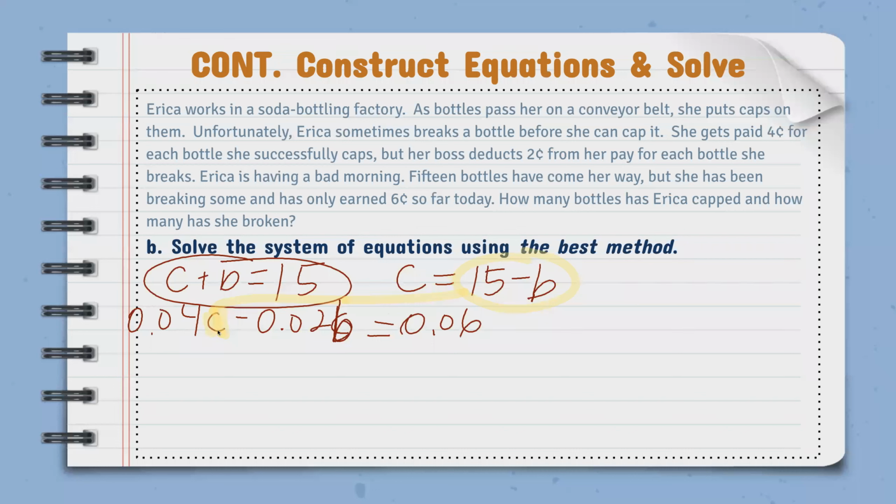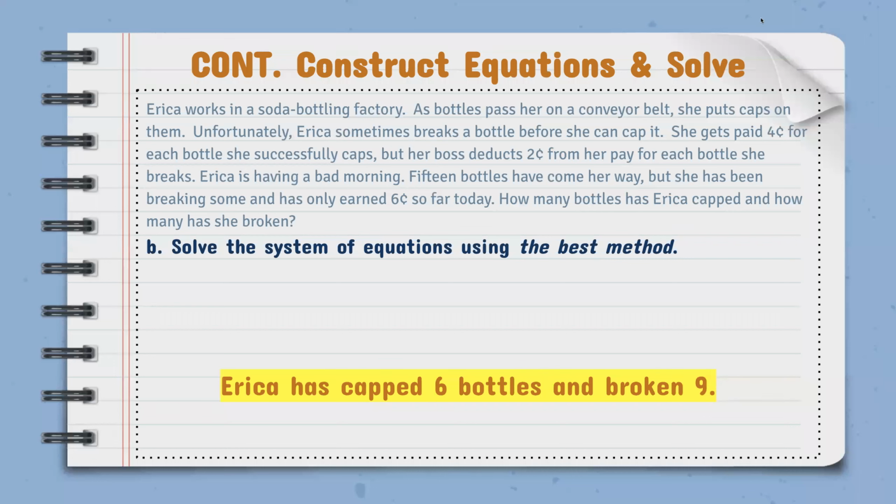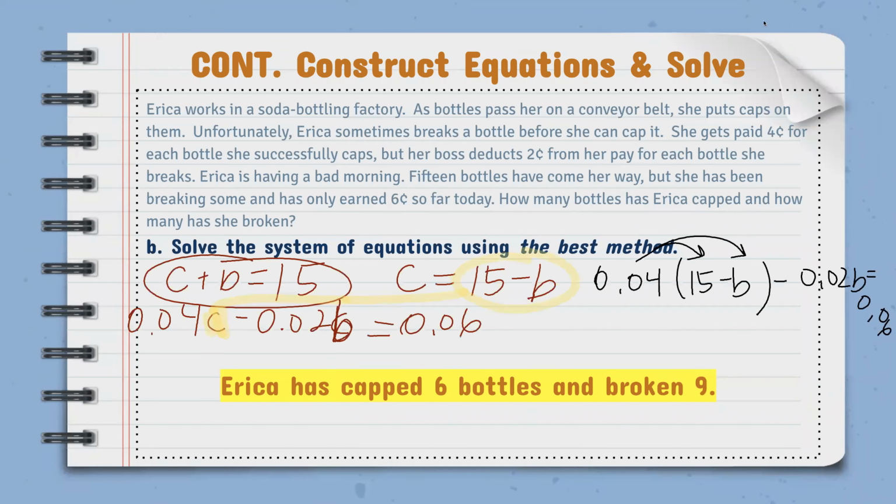So if I'm substituting it in for C, I'm going to have 0.04 times (15 minus B) minus 0.02B is equal to 0.06, running out of space, sorry. You're going to do some math. You're going to have to distribute, subtract, combine like terms and all of that. And once you do, you should get that she has capped 6 bottles and broken 9. So because we were figuring out what the variable B is, that means you would have gotten that B is equal to 9.